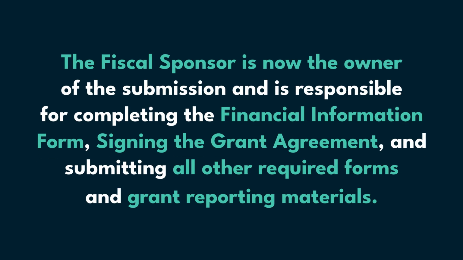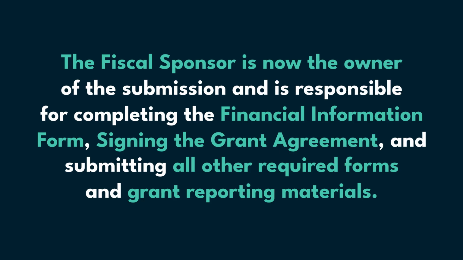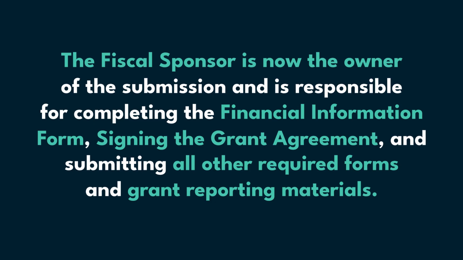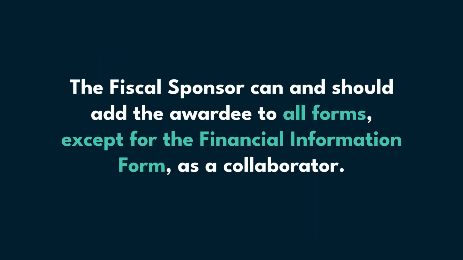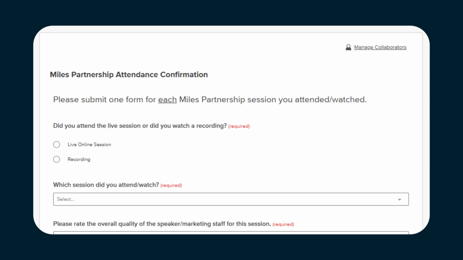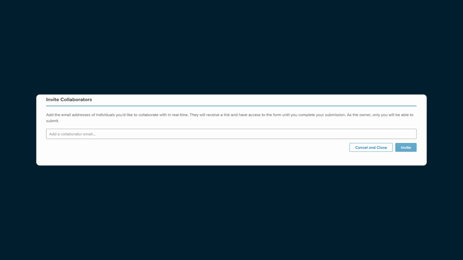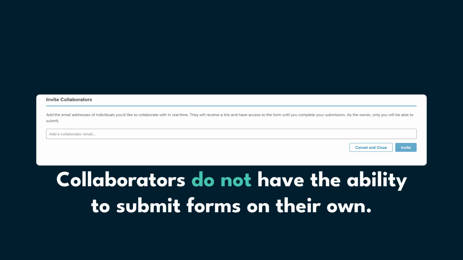The fiscal sponsor is now the owner of this submission and is responsible for completing the financial information form, signing the grant agreement, and submitting all other required forms and grant reporting materials. The fiscal sponsor can and should add the awardee to all forms except for the financial information form as a collaborator. To add a collaborator, click on Manage Collaborators at the top right-hand side of each form and enter the email of the collaborator. While the collaborator may work on the form, the fiscal sponsor must submit the form. Collaborators do not have the ability to submit forms on their own.